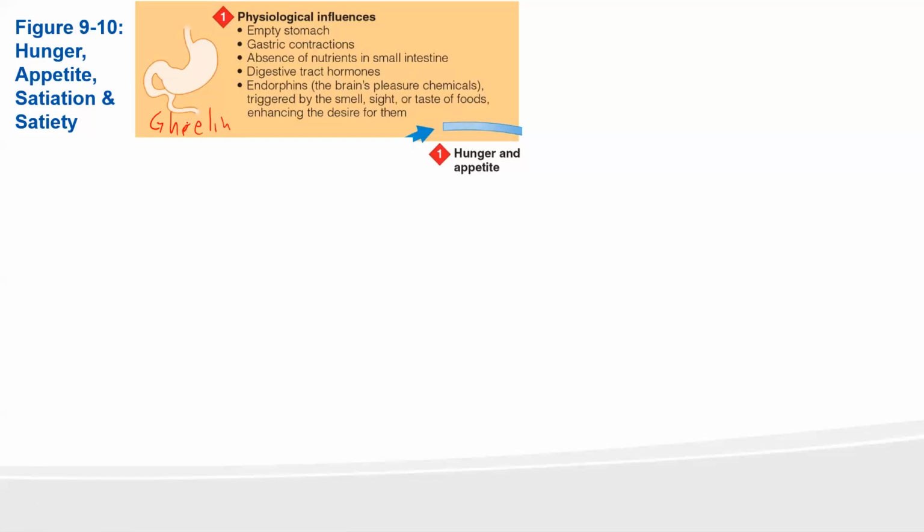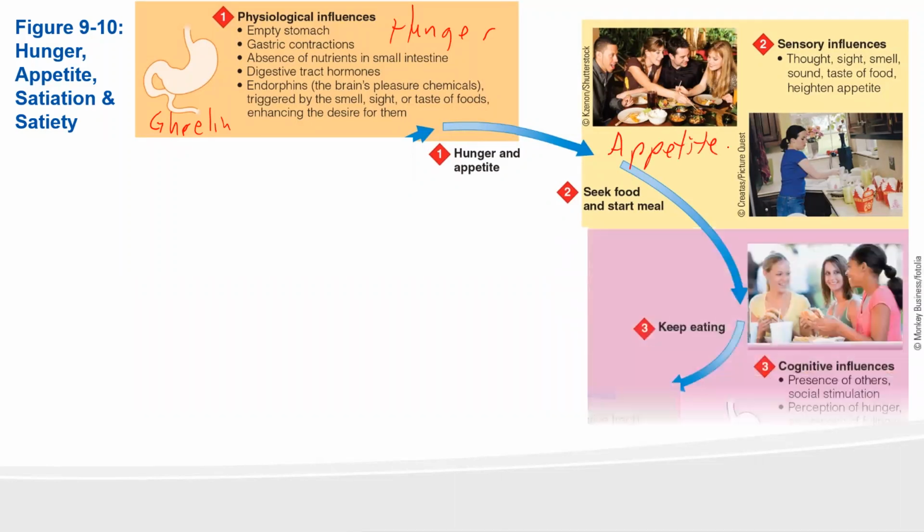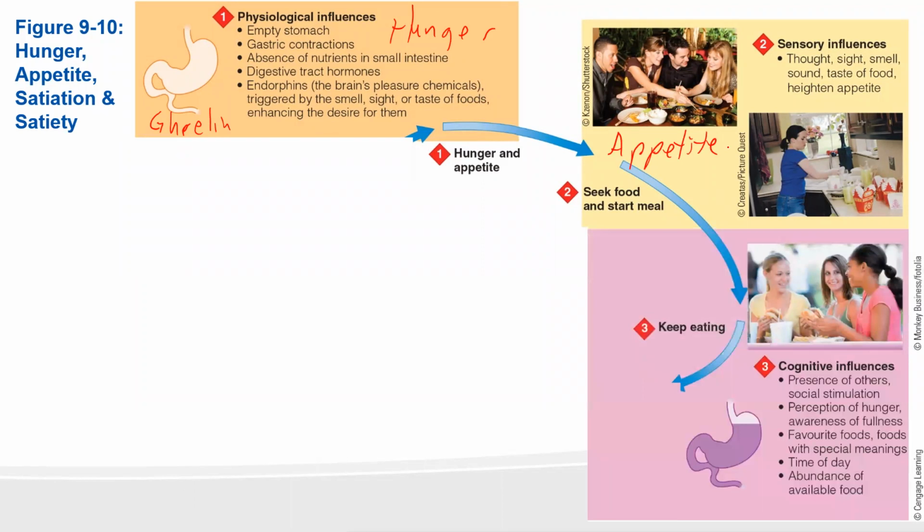And you've got these signals that say, hey, we're hungry. And maybe you see some food. And so over here, we've got our hunger. And then you start seeing food or start thinking about food. And then you start building up an appetite. And that's kind of what happens, right? And so you start eating.